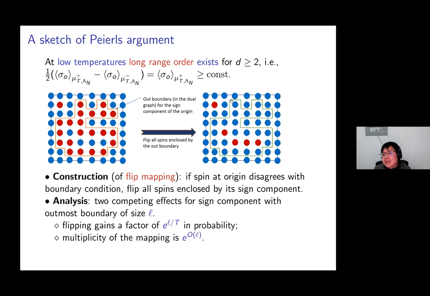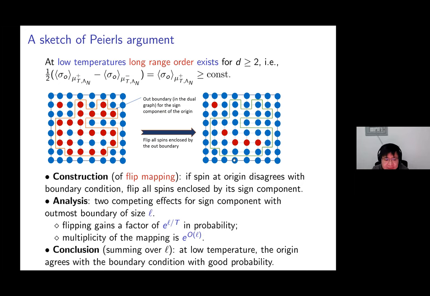However, we also need to look at the multiplicity. The multiplicity basically is the number of ways to choose this contour, right? The number of ways to choose this green contour on the right-hand side. The number of contours of size L is just exponential in L in lattices. So if T is small enough, we can draw the conclusion that indeed the set of configurations on the right-hand side has much larger probability than the left-hand side. This says that the spin is very likely to be a plus, which is exactly what we wanted for the existence of the long-range order, okay? So this is the argument to show the long-range order exists. We are going to revisit this argument toward the end of the talk.